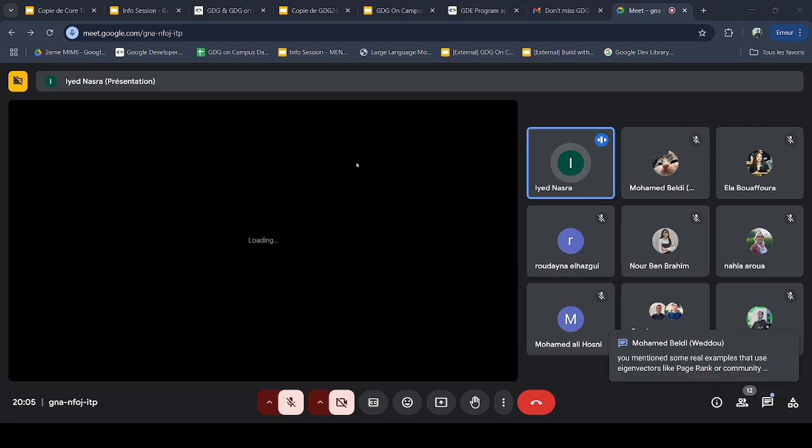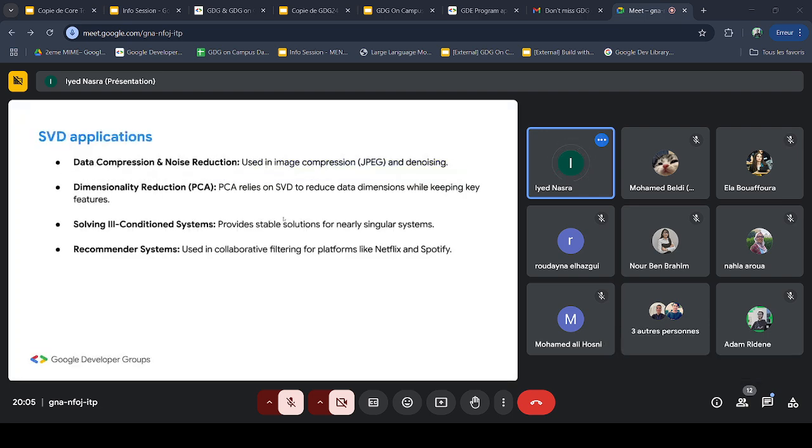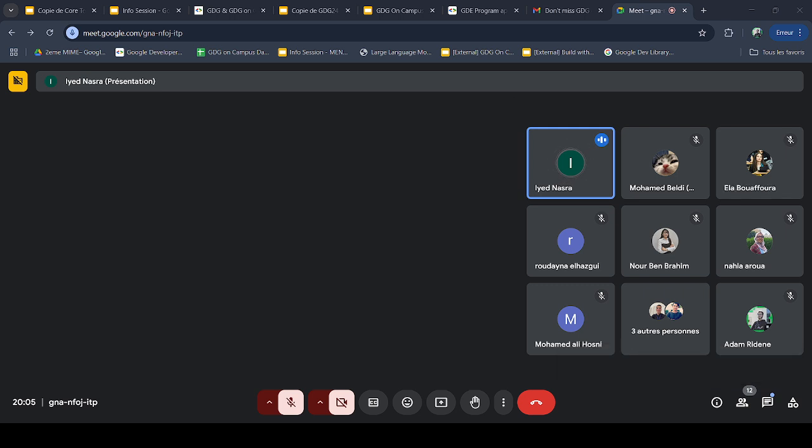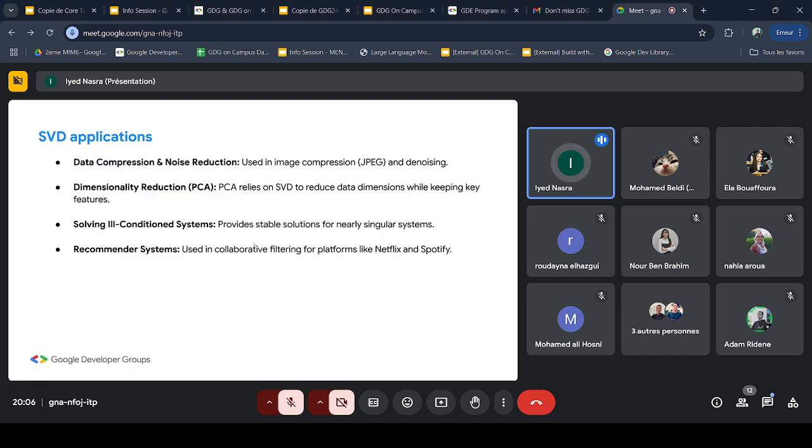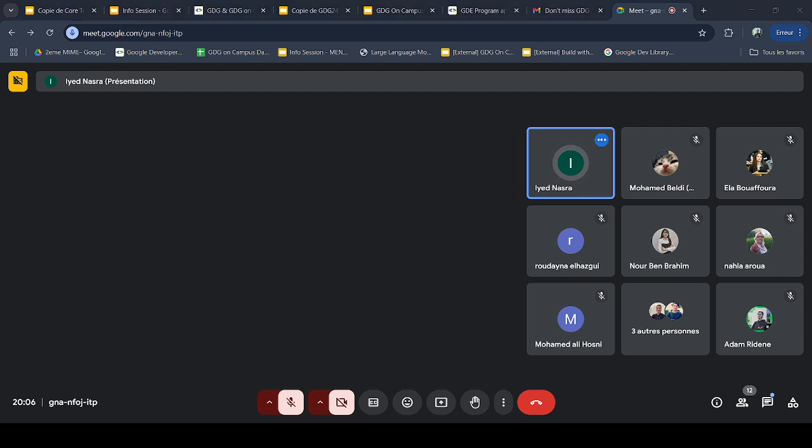So what else can we use SVD on? It's used for image compression, for example. It serves for denoising images, making them clear. We can use it in PCA, which we will hopefully see in the next session. It will be all about PCA and more about singular value decomposition, since PCA relies heavily on SVD, reducing data dimensions while keeping key features. We can solve ill-conditioned systems, providing stable solutions for nearly singular systems. And it's used for recommender systems, for collaborative filtering, like Netflix and Spotify, to help recommend products for customers.